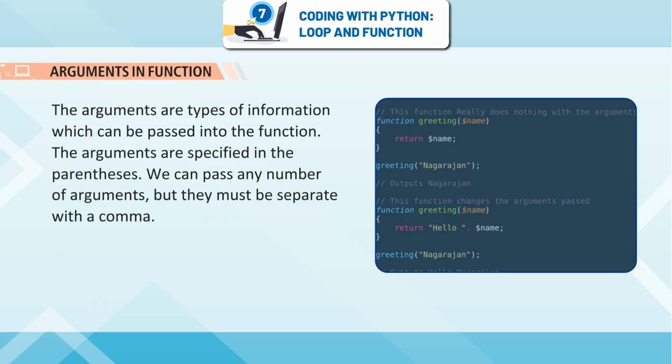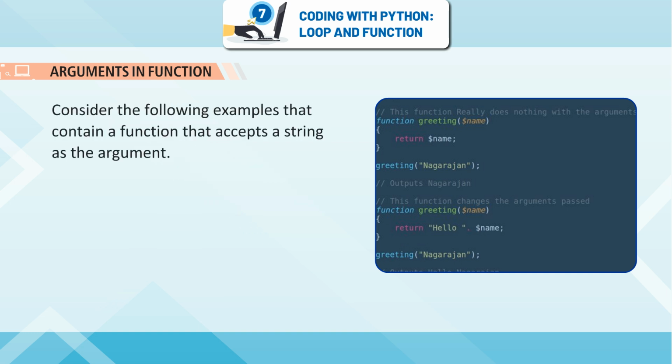Arguments in function. The arguments are types of information which can be passed into the function. The arguments are specified in the parentheses. We can pass any number of arguments, but they must be separated with a comma. Consider the following examples that contain a function that accepts a string as the argument.